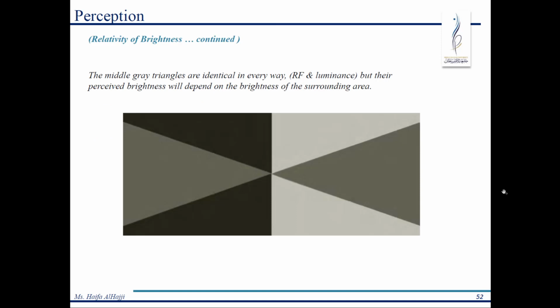This is another example of relativity of brightness. These two gray triangles are the same color, but you place this one on the bright background and this one on the dark background. Which one are you going to see as brighter? Definitely this one, while if you look at the colors, they're actually the same color, but this one will appear bright and this one will appear dark, because the human eye relates it to its surrounding brightness.